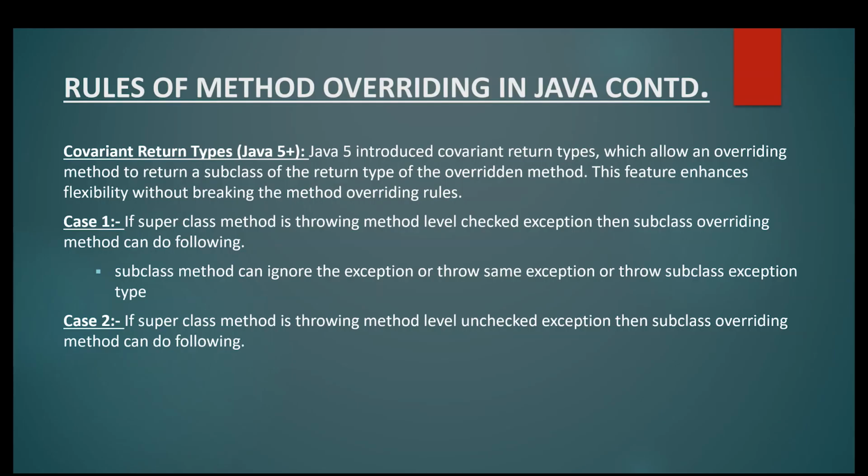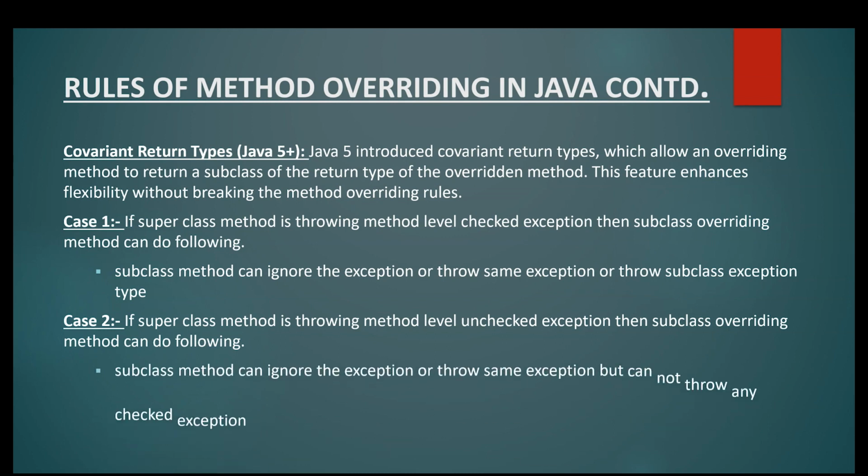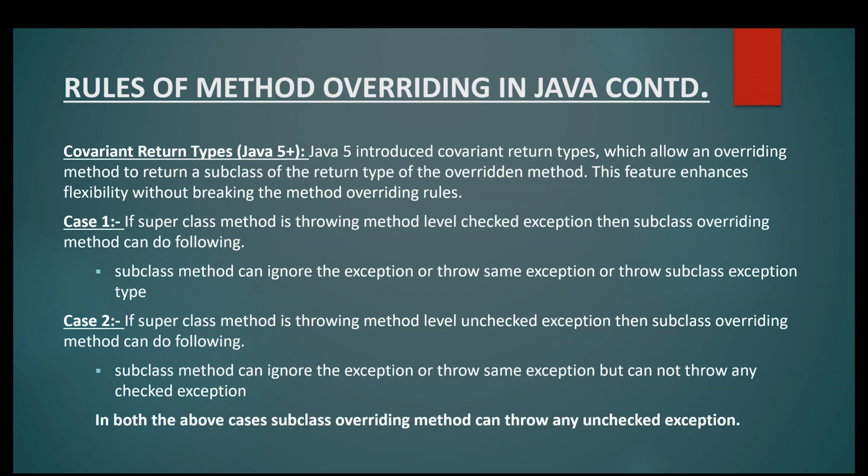So let us see what happens in the second case, which we already discussed. In the second case, the subclass's method can ignore the exception or throw the same exception, but cannot throw any checked exception. But in both the cases we discussed, the subclass's overriding method can throw any unchecked exceptions.